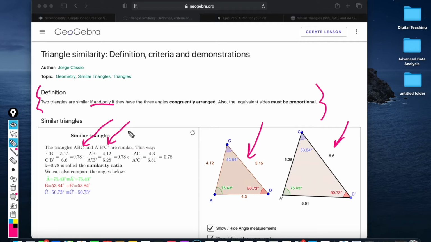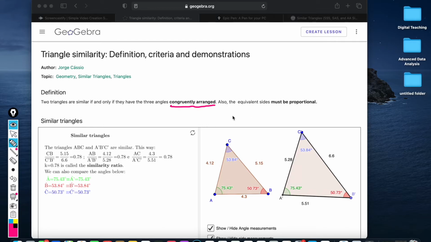Yes, order does matter. We do not call the triangle on the right A prime, C prime, B prime, or C prime, A prime, B prime. No, you want to keep the sequences the same, but you put that little prime symbol to distinguish the two potentially similar triangles. So the two triangles are similar if and only if they have the three angles congruently arranged. We just talked about that here.